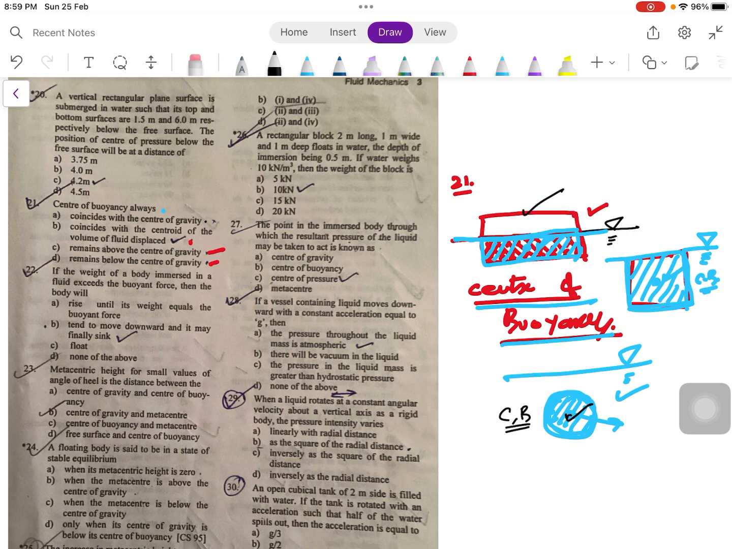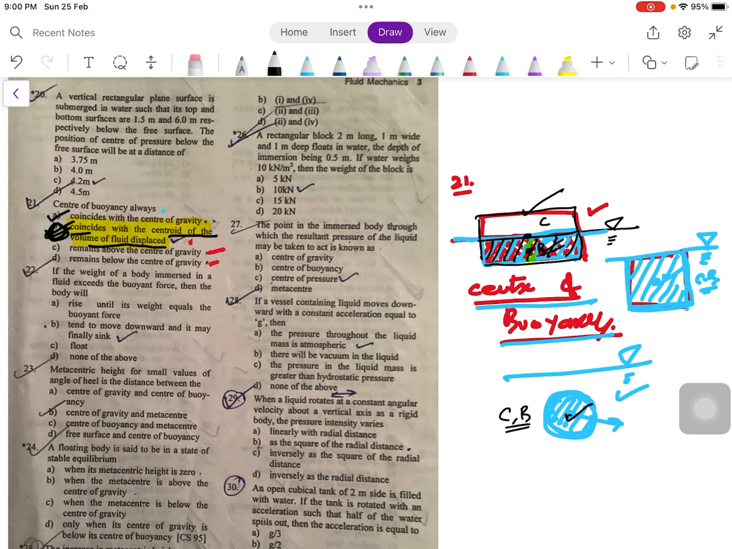Say here we have a rectangular body and it's floating. The center of the submerged portion is here and the center of this rectangular body is somewhere here. So these two are not coinciding. So the first option is partially right. However, the second option, which says that it coincides with the centroid of the volume of fluid displaced, is always true. And this is the right answer for this question, that the center of buoyancy always coincides with the center of the volume of fluid displaced.